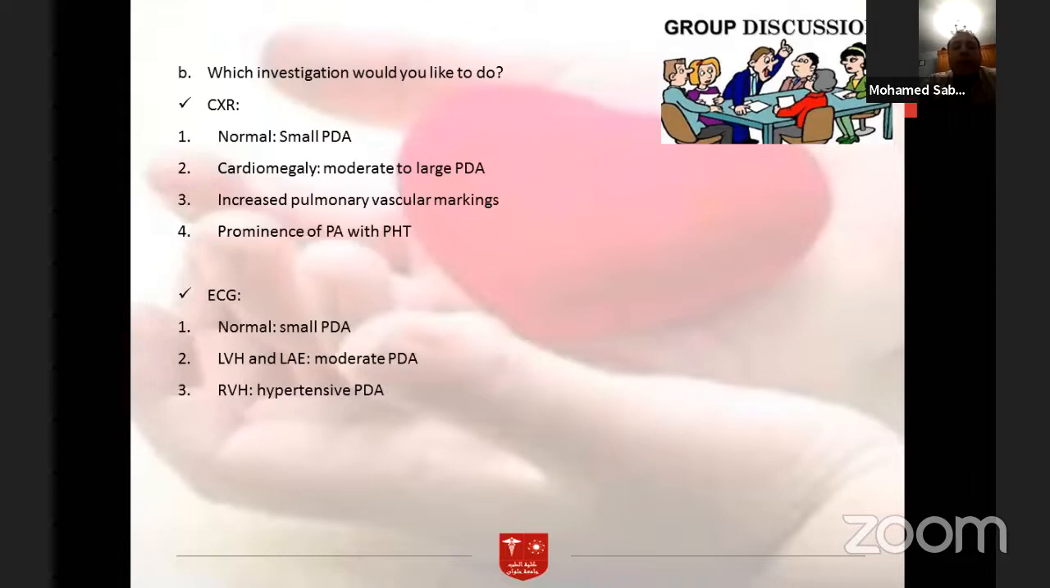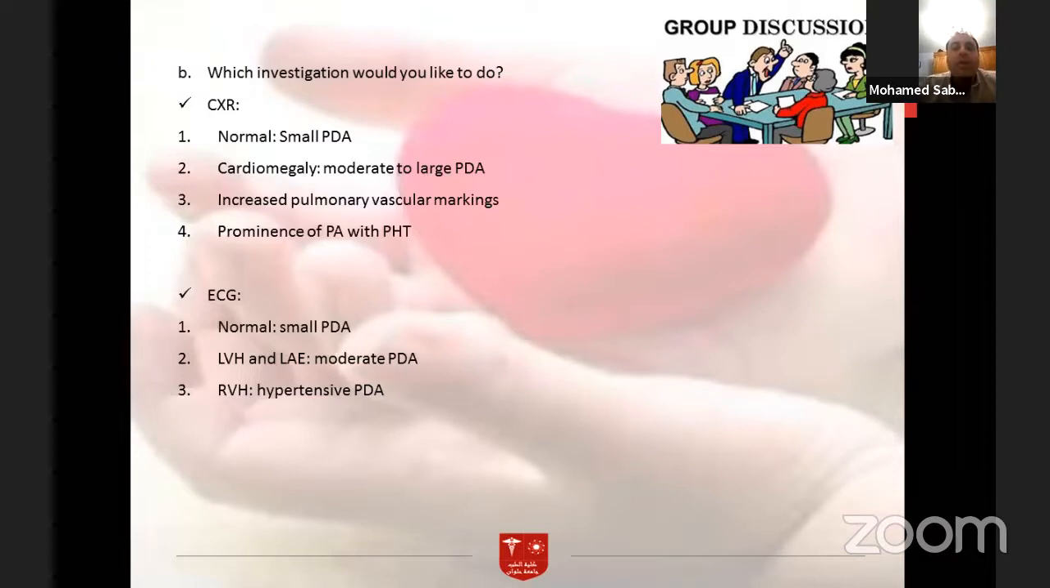We don't find cardiomegaly. When we talk about moderate sized or large sized PDA, we will find cardiomegaly with prominence in the left ventricle with the apex shifted outwards and downwards. We'll find increased pulmonary vascular markings, which is pulmonary plethora, and in late stages of the PDA and presence of pulmonary hypertension, we find prominent pulmonary artery and pruning of the branches.